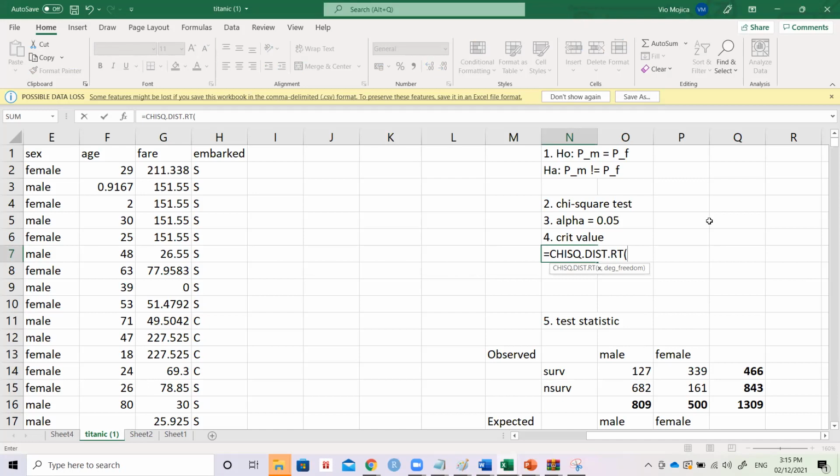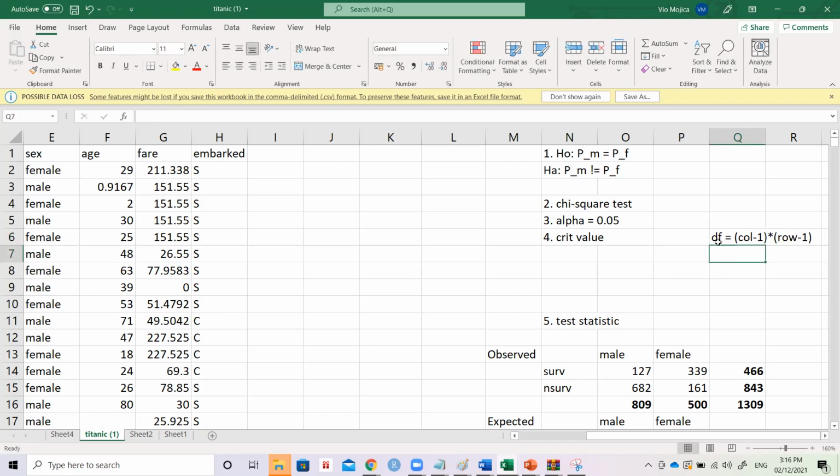Tapos ay ang X would be, wait lang, degrees of freedom would be, wait. Naalala ko lang. Columns minus 1 times row minus 1. Yun pala. Degrees of freedom is equal to columns minus 1 times row minus 1. Number of rows minus 1. So we have 2 rows, we have 2 columns, right? So our degrees of freedom will be 1 times 1. So degrees of freedom 1.